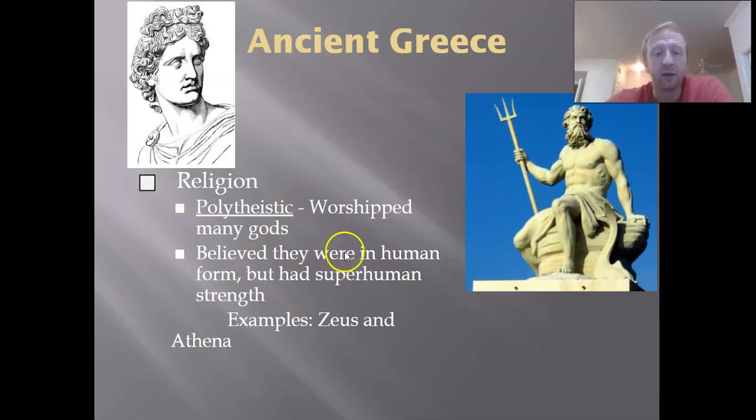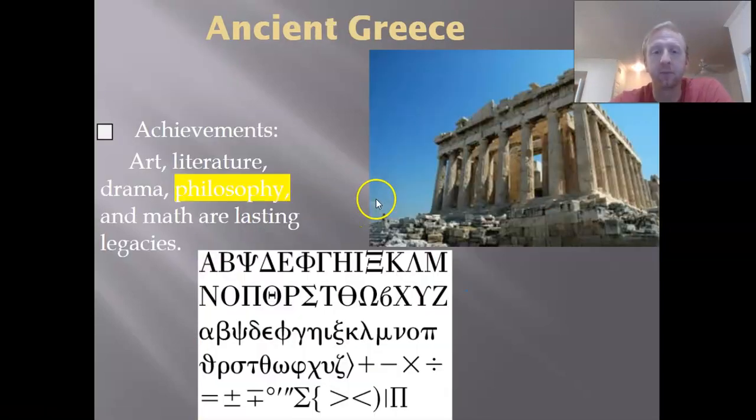All right. Anyways, they believed they were human. They were in human form, but they had superhuman strength, like Zeus and Athena, and so on and so forth. So ancient Greece, some of their achievements, right? Art, literature, drama, philosophy, and math are lasting legacies. So philosophy is the big one, for me, anyways. I always preach about it.